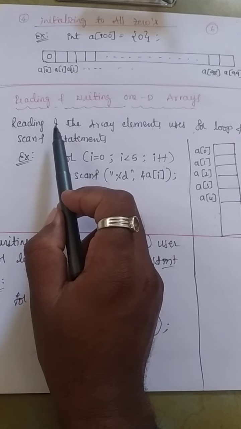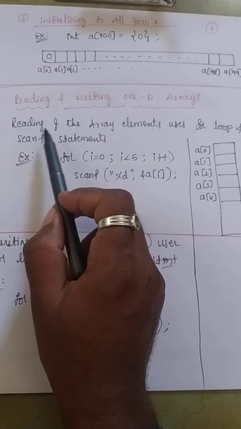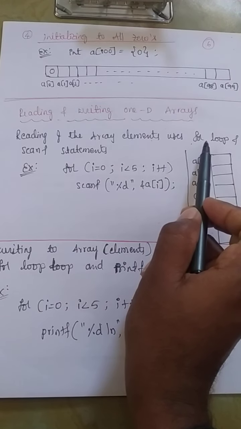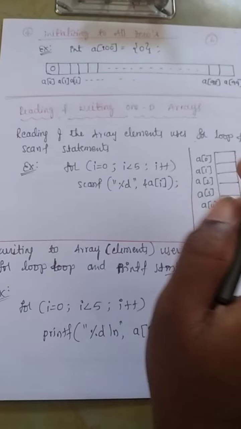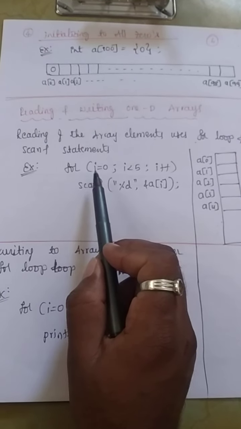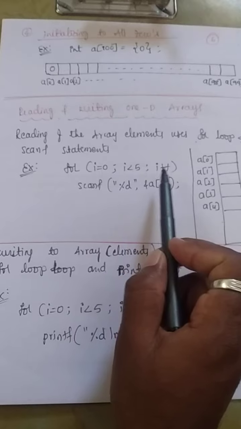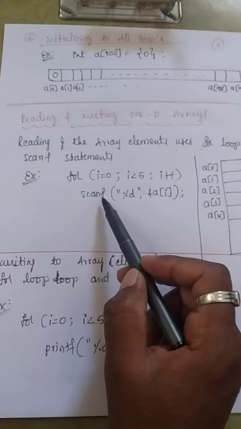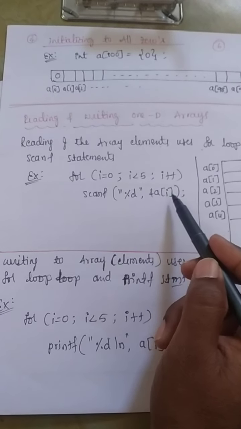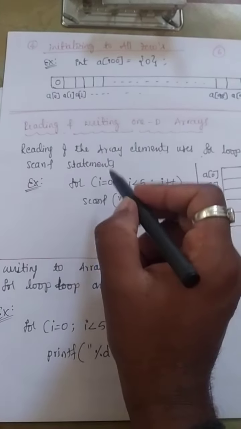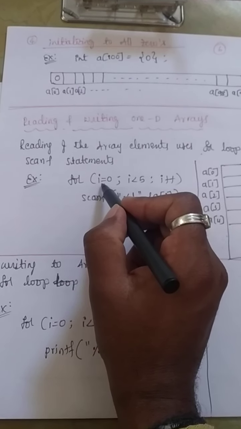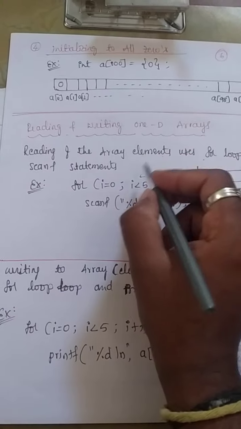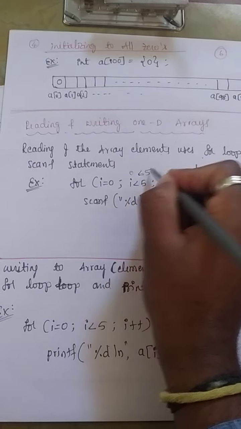Reading the elements to an array, in the sense, reading of the array elements uses one for loop and one scanf statement. Now example, for i is equal to 0, i less than 5, i plus plus is the for loop. You are familiar with that. And after that I am using one scanf statement, scanf %d &a[i]. See what happens in this case. So the initial value of i is how much? 0. Whether 0 less than 5, yes, condition true.